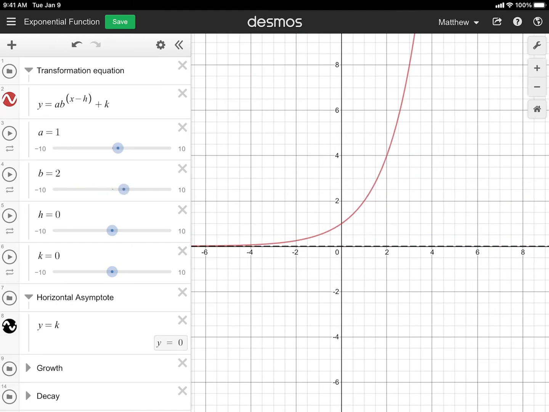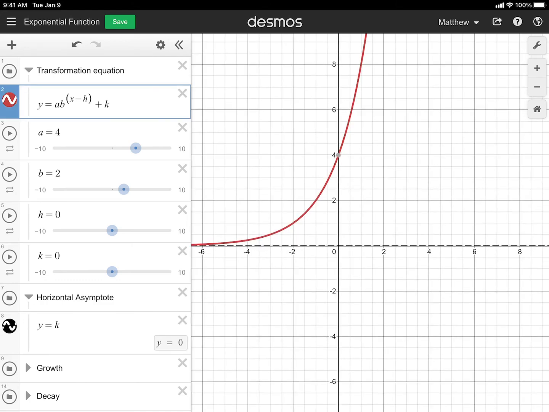So we're going to stay with 2. But now what happens if I change a? Remember, a is my vertical stretch or compression, but b kind of looked like it did that too. So as I increase a, look what happened to my y-intercept. Where is it? If a is 4, my y-intercept becomes (0, 4).